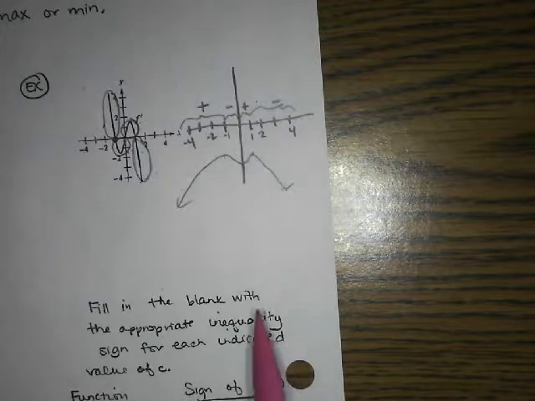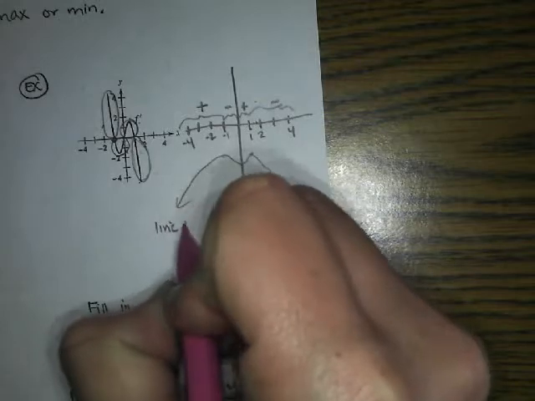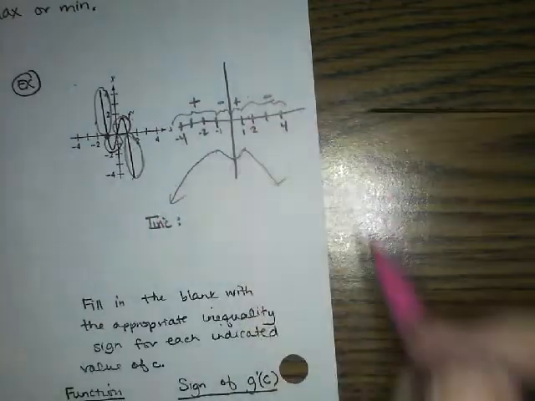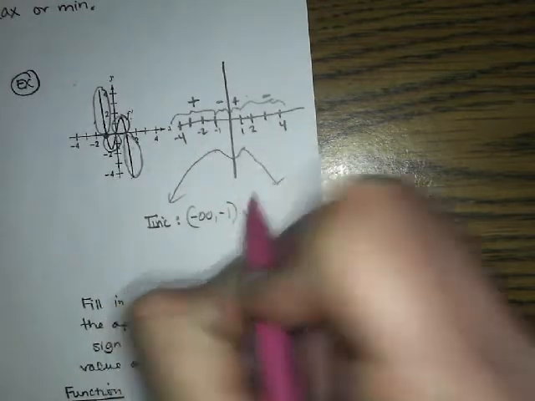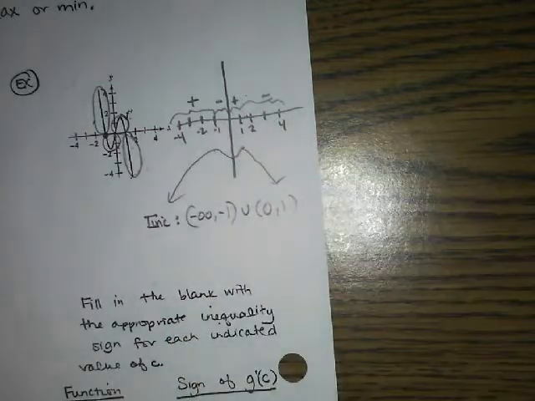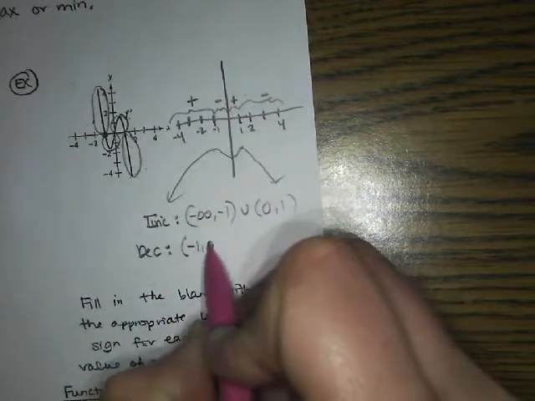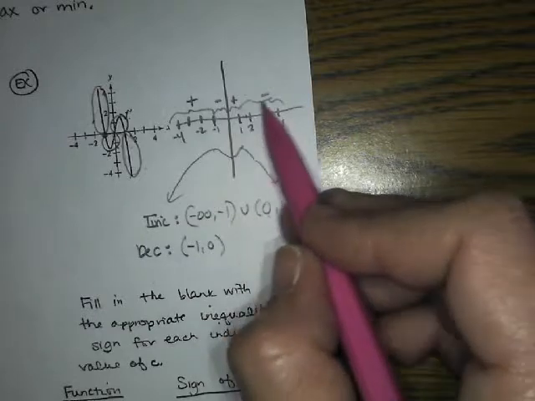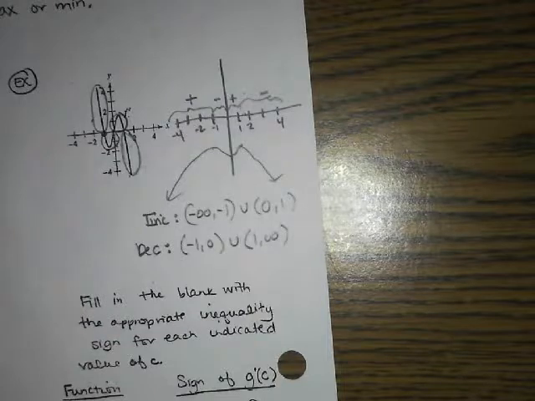So when they say identify the intervals on which f is increasing, this is increasing from -infinity to -1, and again from 0 to 1. It is decreasing from -1 to 0, and again from 1 to infinity. Make sense? Okay.